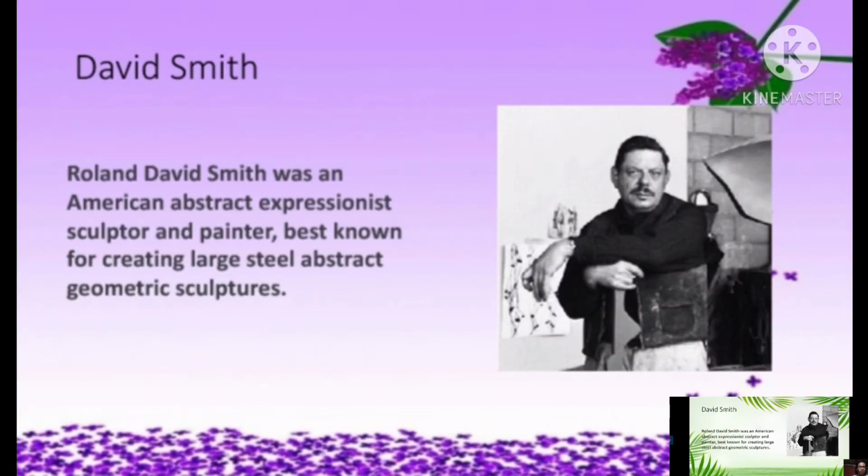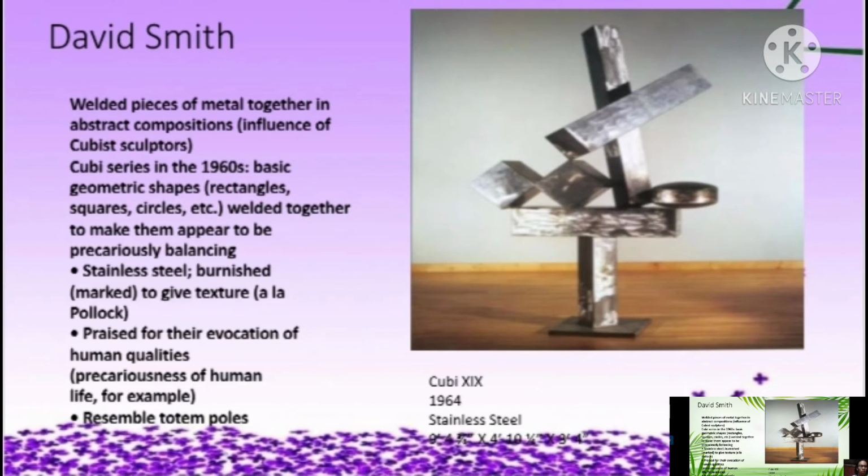Next is David Smith. So Roland David Smith was an American abstract expressionist sculptor and painter, best known for creating large steel abstract geometric sculpture. So this is the artwork of David Smith, titled Cubi 19. He welds pieces of metal together in abstract composition, influenced by Cubist sculpture.